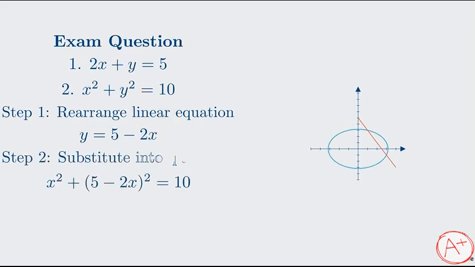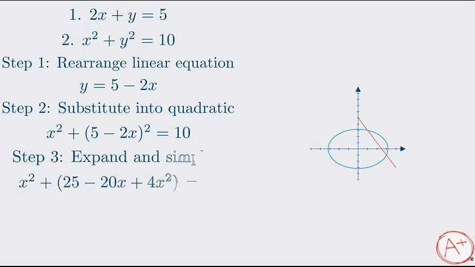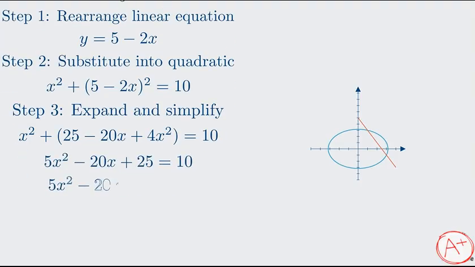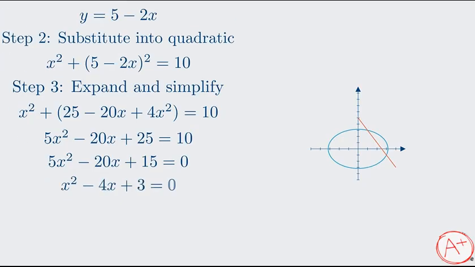Now, we substitute this expression for y into equation 2. Carefully expand the bracket. Remember that (a − b)² is a² − 2ab + b². Combine the x² terms. Subtract 10 from both sides to set the quadratic to 0. To make solving easier, divide the entire equation by 5.